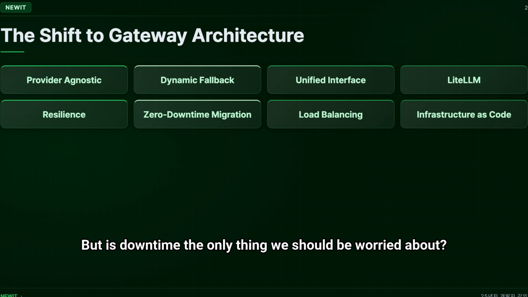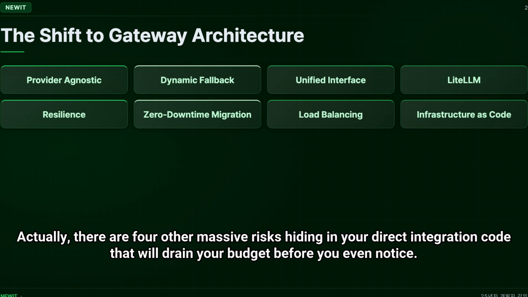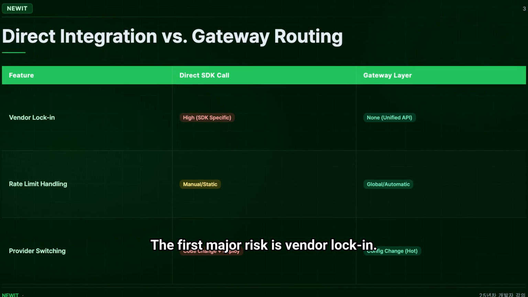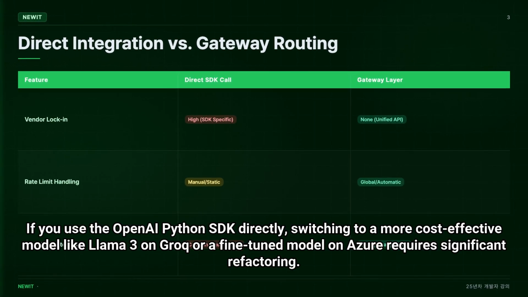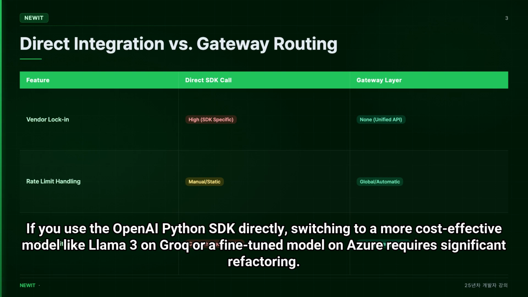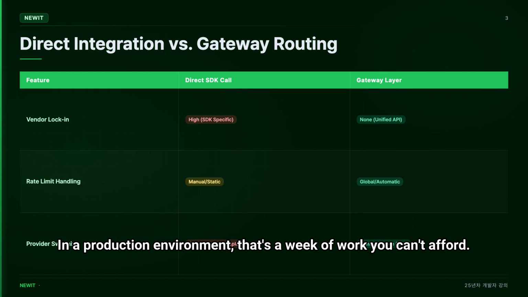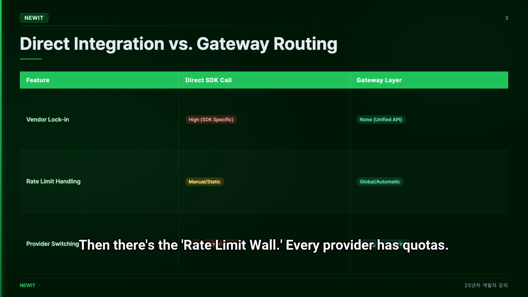But is downtime the only thing we should be worried about? Actually, there are 4 other massive risks hiding in your direct integration code that will drain your budget before you even notice. The first major risk is vendor lock-in. If you use the OpenAI Python SDK directly, switching to a more cost-effective model like Llama 3 on Groq or a fine-tuned model on Azure requires significant refactoring. In a production environment, that's a week of work you can't afford.